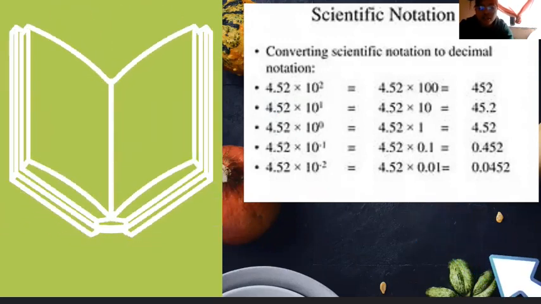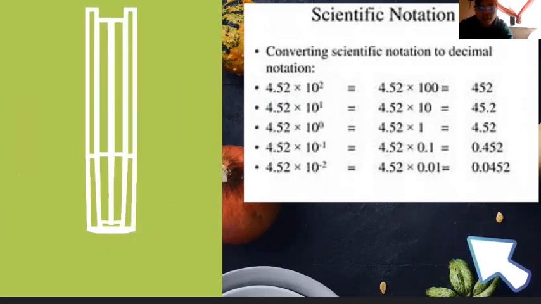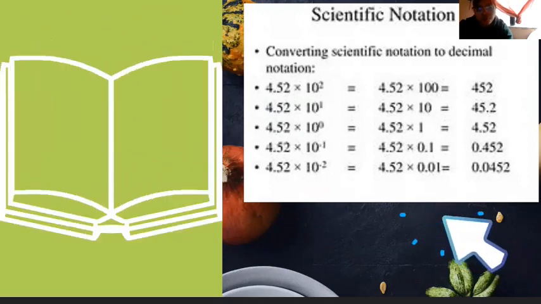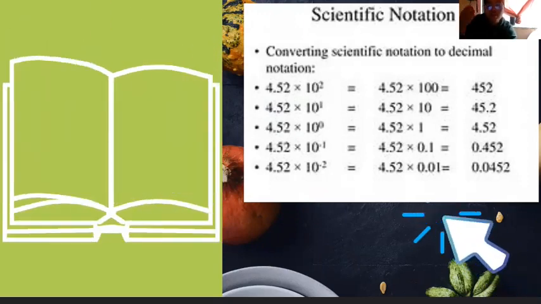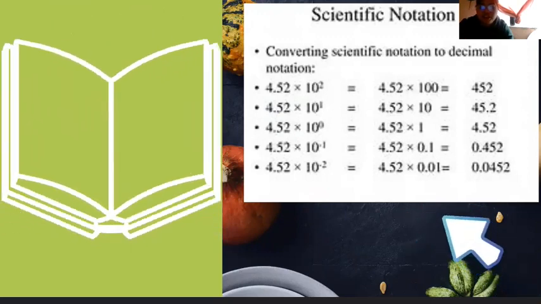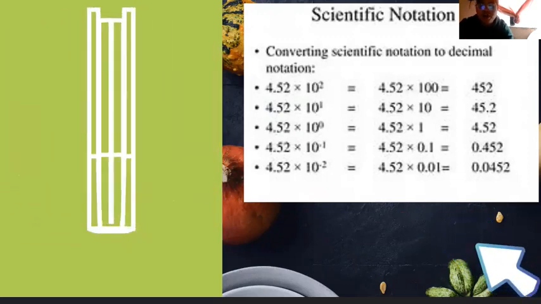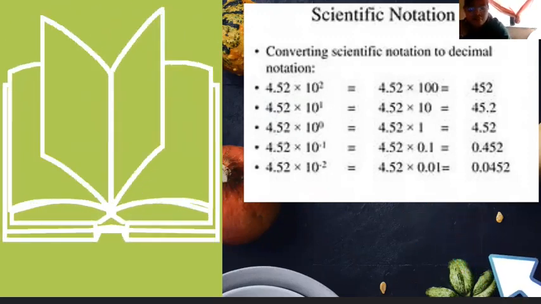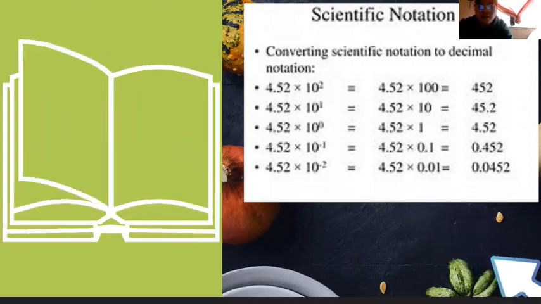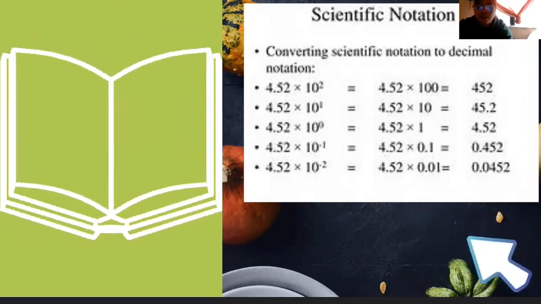Next is 4.52 times 10 to the power of 1. So 4.52 times 10 equals 45.2. Again, if the exponent is positive, you will move from left to right. If the exponent is 0, it stays the same. There's no movement at all.